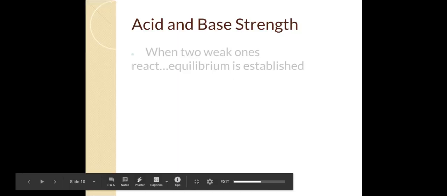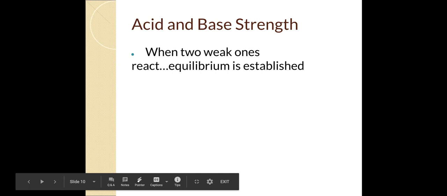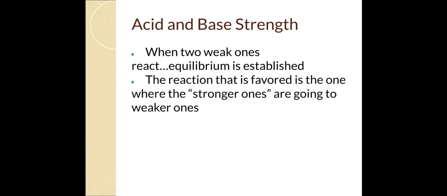Okay, so weak ones. When two weak things react, equilibrium is going to be established. And the reaction that's favored is going to be the one where the stronger ones, and I have that in quotes because can you have a strong, weak acid? Yes. You guys will learn how this is down the road.